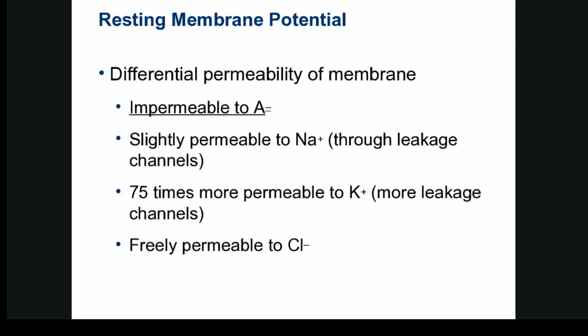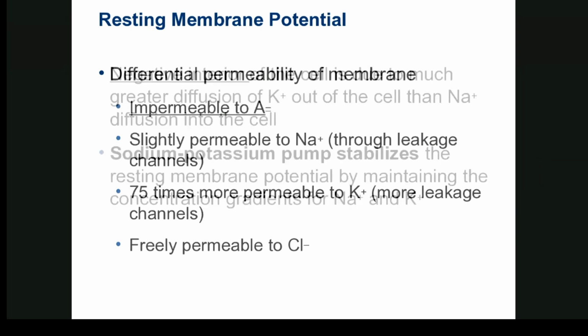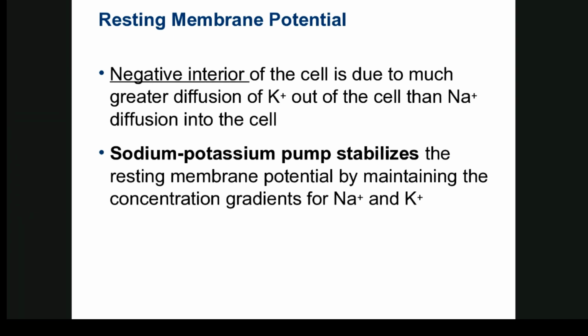Since the membrane is impermeable to these large anions, it's going to stay somewhat negative inside. Now, not much permeability to sodium. Potassium just flows along either direction. So we end up at rest with a negative interior of the cell. And to keep that cell in homeostatic condition, we have a sodium-potassium pump.